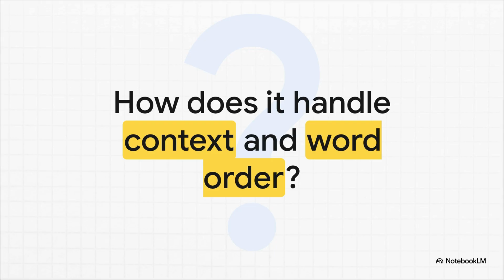So that leaves us with two giant questions we've got to answer. First, how does the model figure out the difference between the two banks? That's the context problem. And second, how does it know that the cat chased the mouse is totally different from the mouse chased the cat? That's the word order problem.